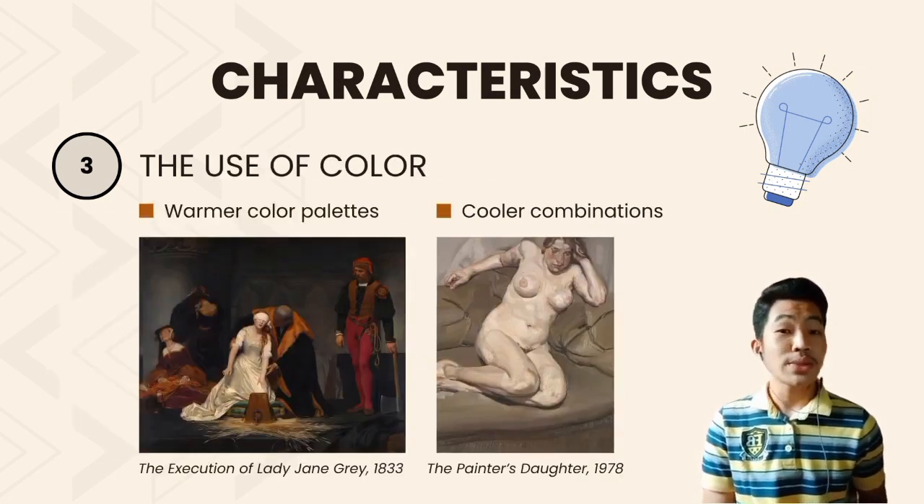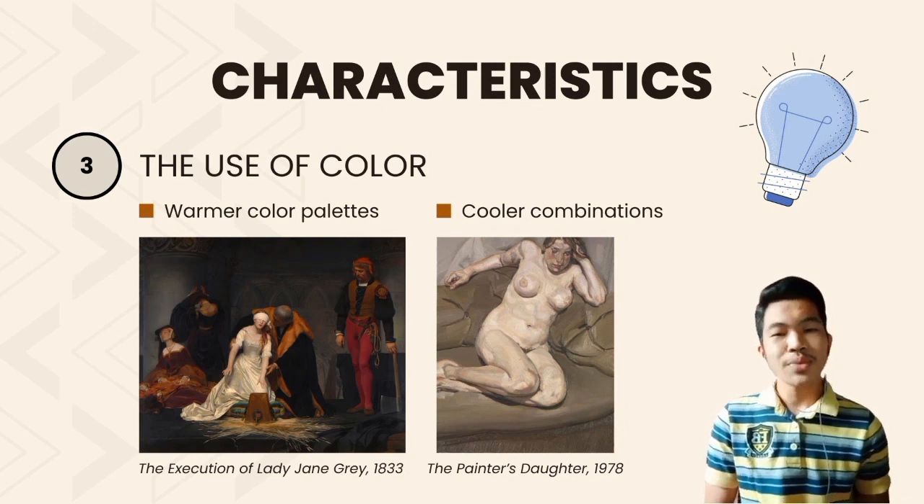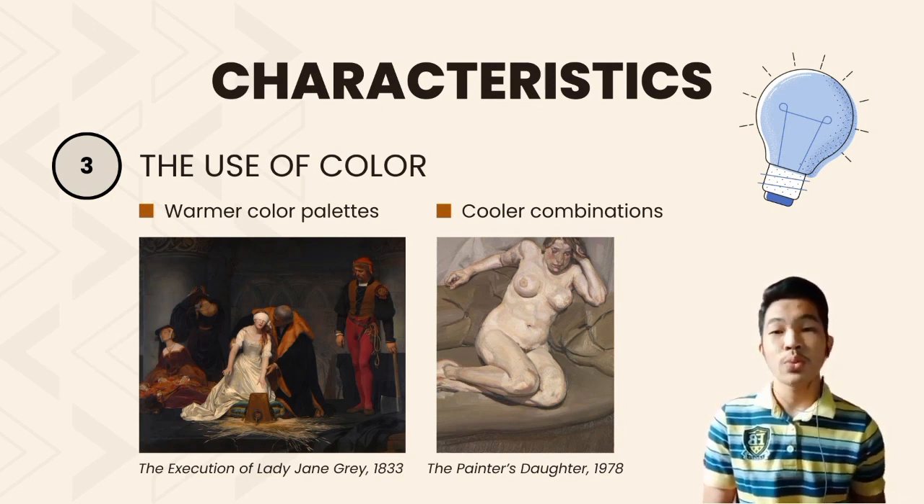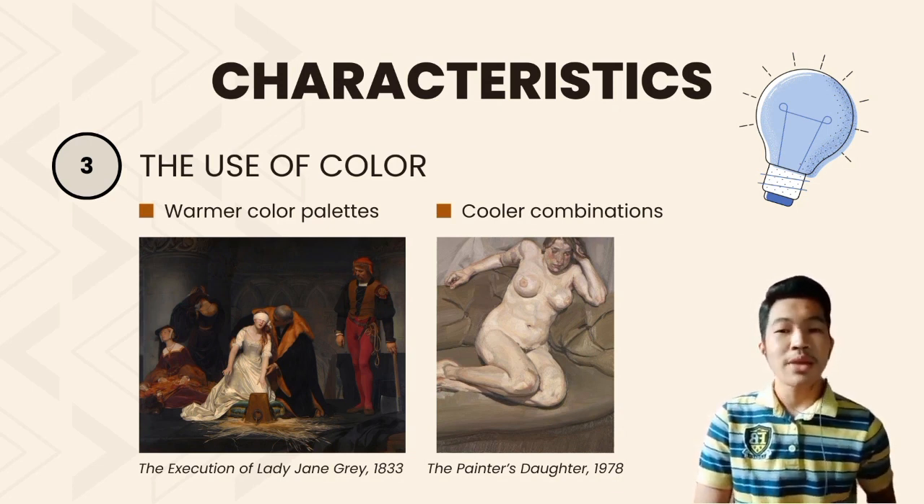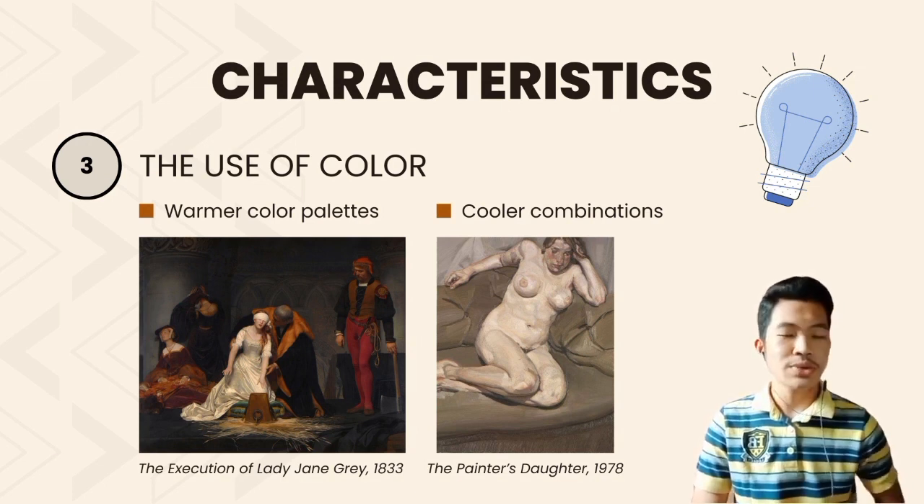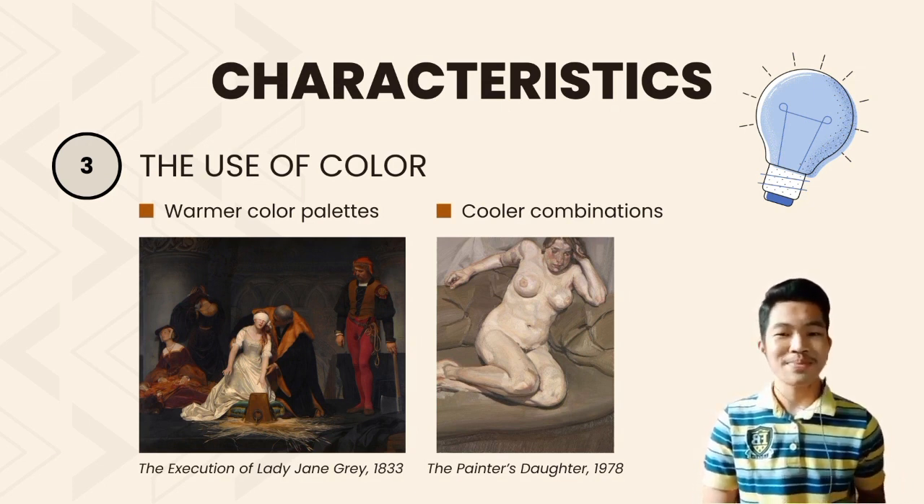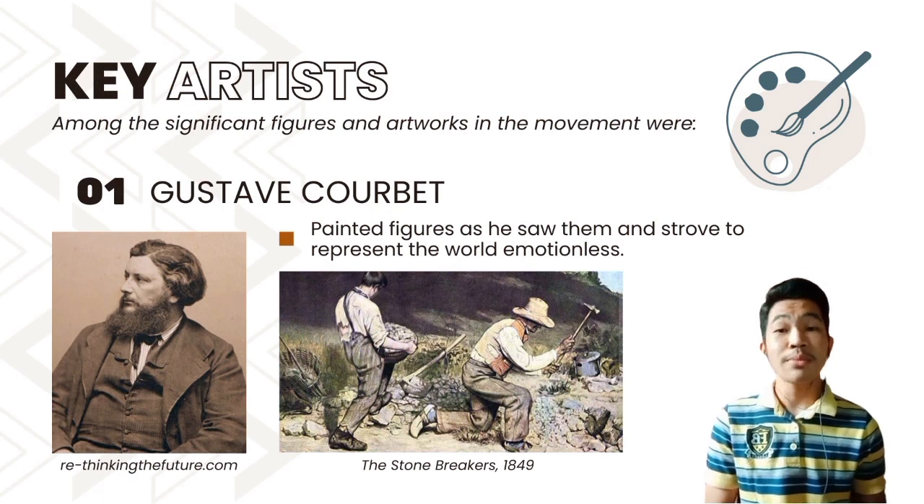Number 3, we have the use of color. Early adopters of the realist style tended to incorporate warmer hues and color palettes in their works. Modern-day realists still use warm palettes, but play more with cooler color combinations to create startling effects. So now let's proceed with the famous realist artists and their artworks.